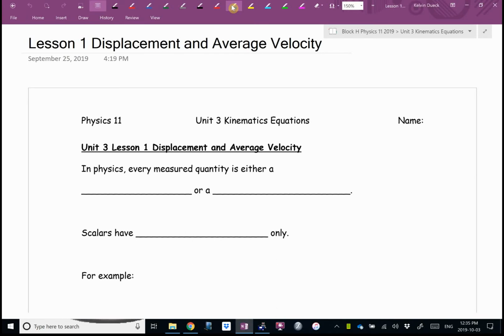Let's start doing some physics. This is Unit 3, Lesson 1. What happened to Unit 2, Mr. Dueck? I had to toss it. When we brought in flex, something had to go.